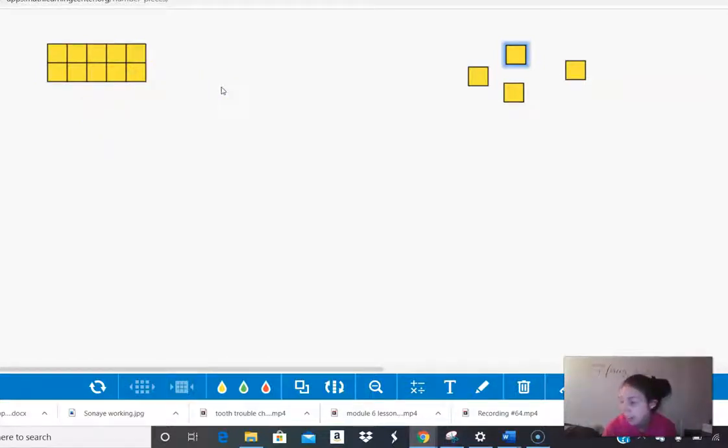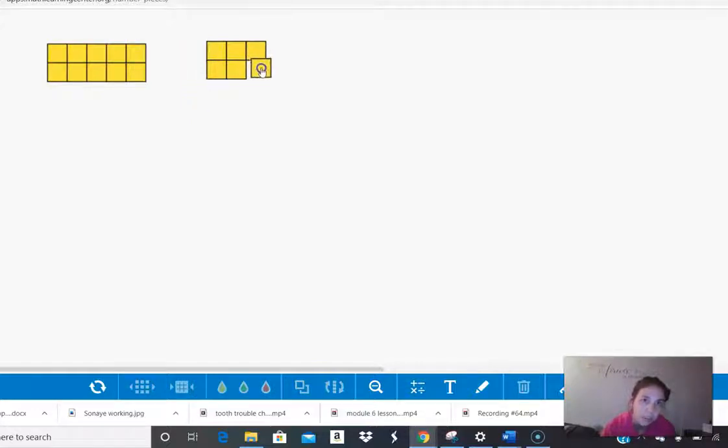Now we're going to build another array. Oh, sorry, I lost my spot here. We have 2 rows of 5. Now we're going to do 2 rows of 3. Okay, 2 rows of 3. 1, 2, 3. Now we need another row of 3. 1, 2, 3. So our answer here is 6. We have 6 here, and we have 10 here.